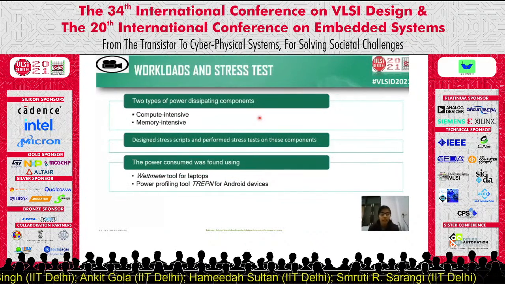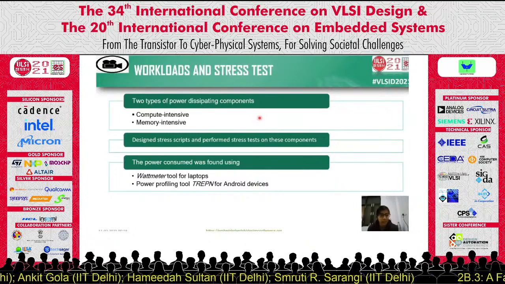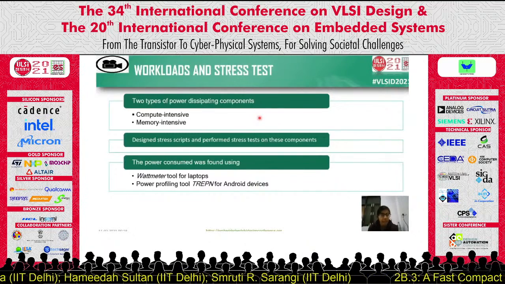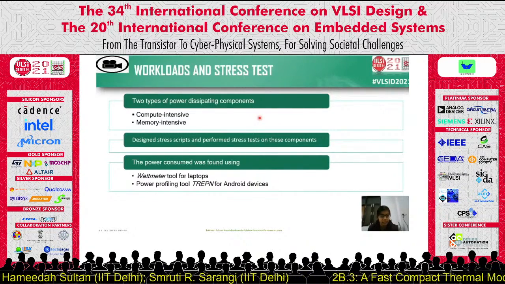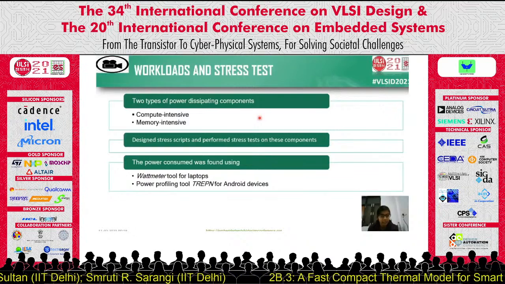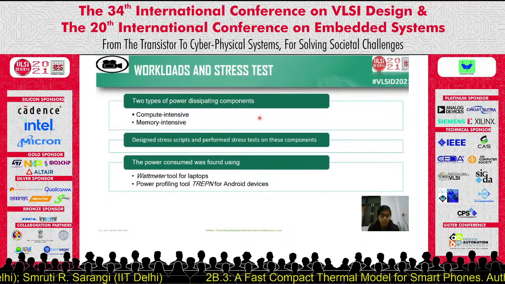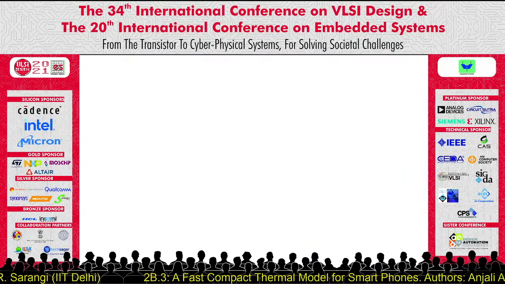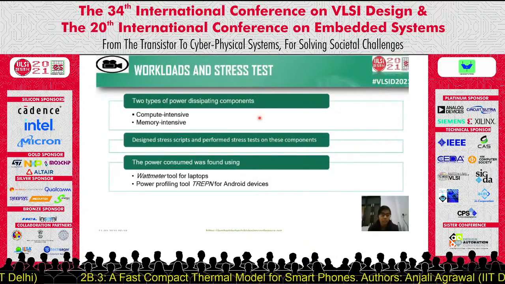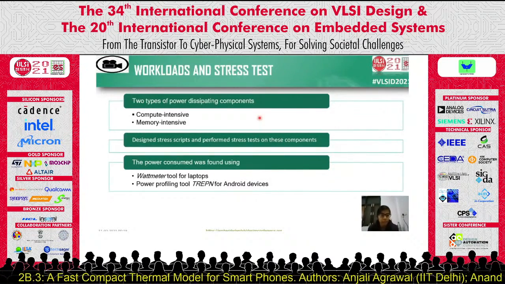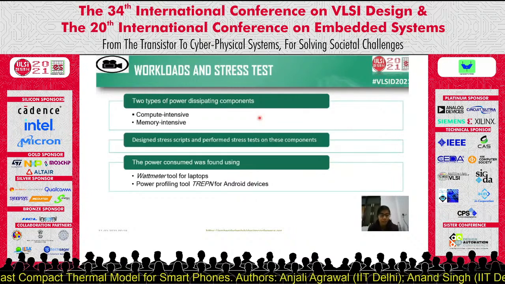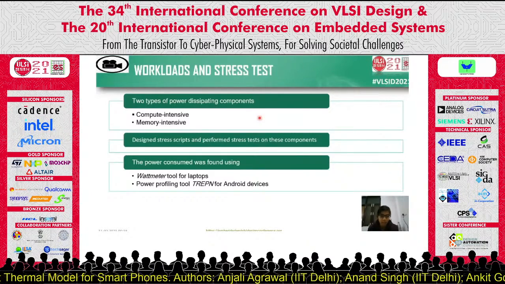So there are different power dissipating components in a system like the processor, RAM, flash, HDDs, etc. These components can be broadly divided into two categories: compute intensive and memory intensive. We designed workloads for these components, which we call the stress scripts, and we have performed stress tests on these components.